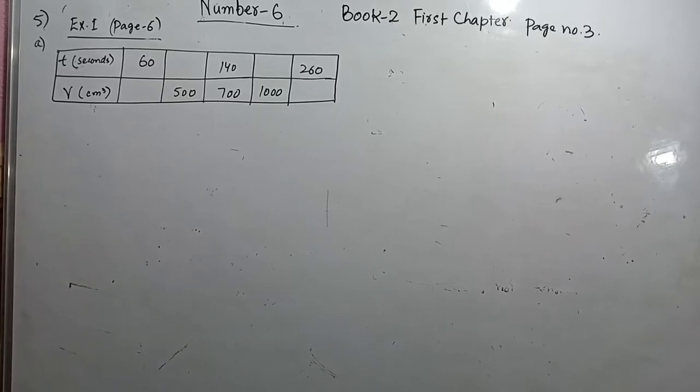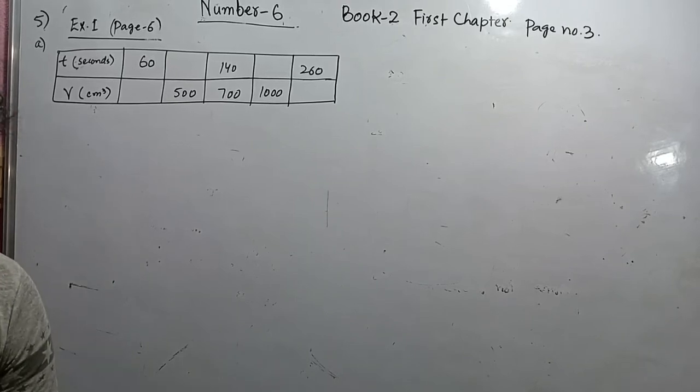Now the question number 5, you can see from page 6, it's the time it takes a kettle to boil some water. T is directly proportional to the volume V of water in the kettle. Copy and complete the table.